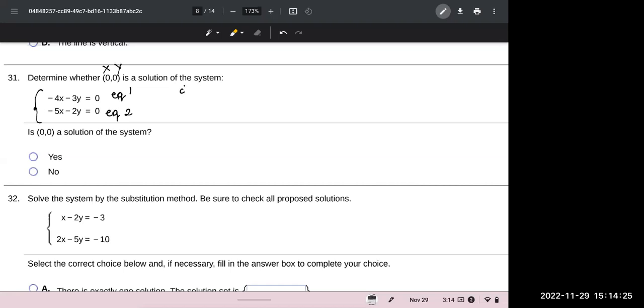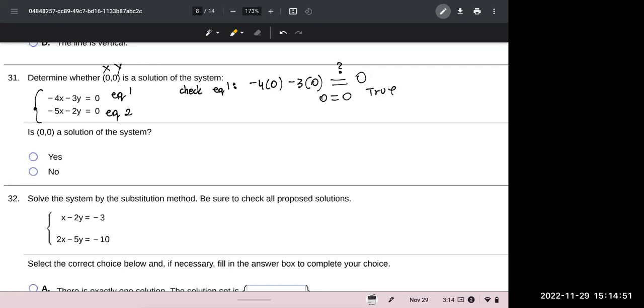So you will have to check both equations. I will check equation 1. So I substitute x with 0 and I substitute y with 0. So I have -4 times 0 minus 3 times 0, and I'm checking if that will give me 0. So we end up with 0 equals 0, so this is true. So that's what I want to have.